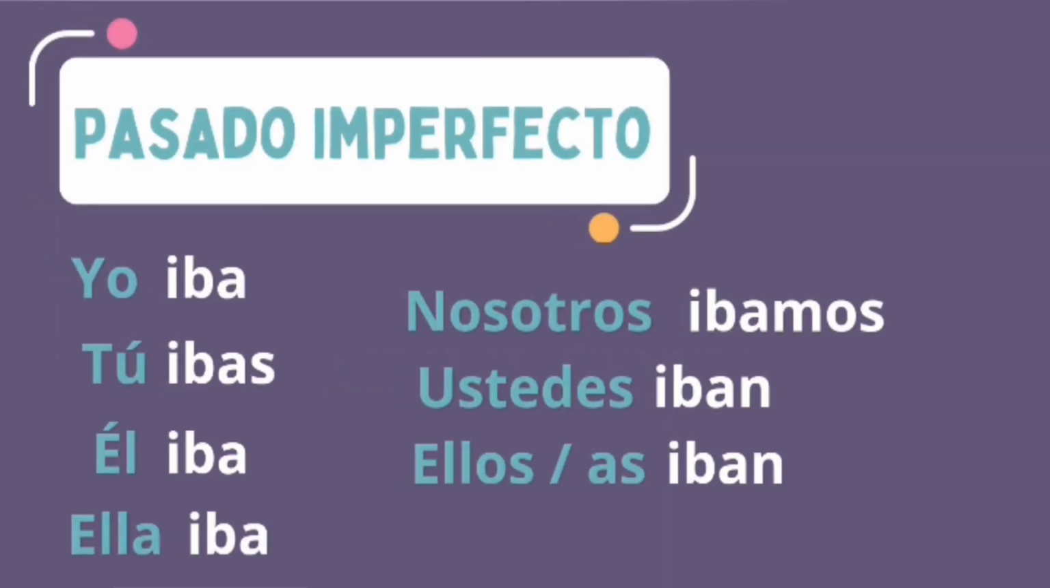And now let's see how you have to conjugate this verb. To go, ir, but using the imperfect past, okay? This would be the conjugation according to each personal pronoun in Spanish. Yo iba. Tú ibas, él iba, ella iba, nosotros íbamos, ustedes iban, ellos or ellas iban. Okay, this would be the conjugation using the imperfect past.